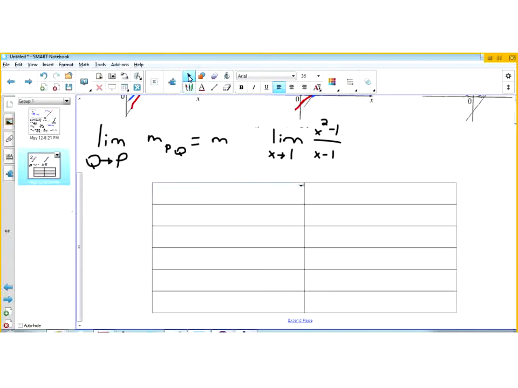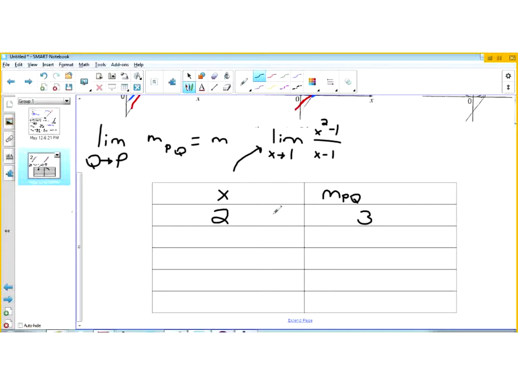All right, so I'll put, say, x here, and then we'll calculate MPQ here. For x values close to 1, but ever so slightly greater than 1. So let's say we start off with x equals 2, and if we plug 2 into this equation right here, we'll get that the slope of the secant line is 3.